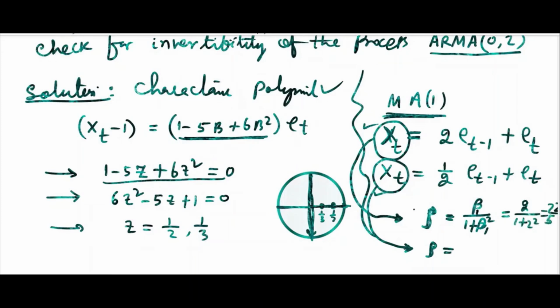For the second one, if you find it, it will be half divided by 1 plus half squared, that is 1 upon 4. So this will be 5 upon 4, and here 1 upon 2. Then if you take that one here, you will get 2 upon 5. They are the same. So the autocorrelations are the same, but one is invertible, one is not invertible. You get the same autocorrelations for two different processes, but one of them is invertible and one of them is not.